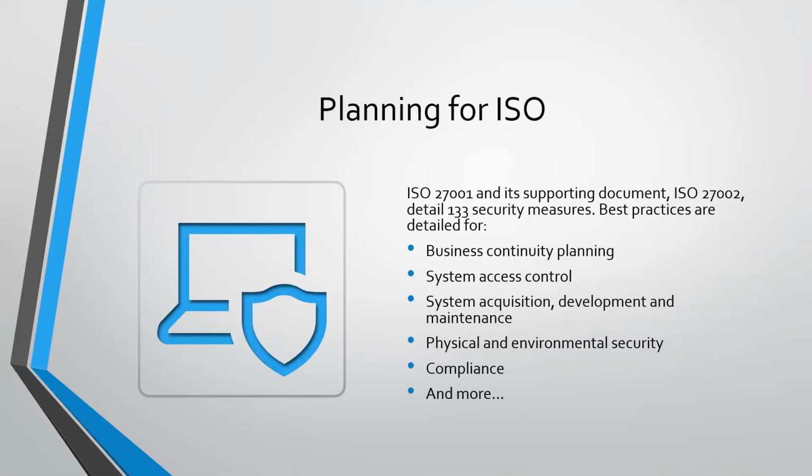So ISO 27001 and its supporting document, ISO 27002, there's a bunch of them, detail 133 security measures. Best practices are detailed on the slide, and they also include, to add to those, information security incident management, personnel security, security organization, communication and operations management, asset classification and control, and security policies.